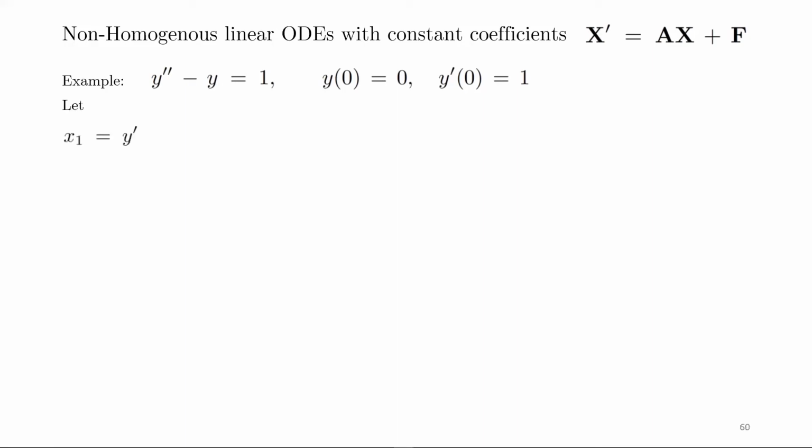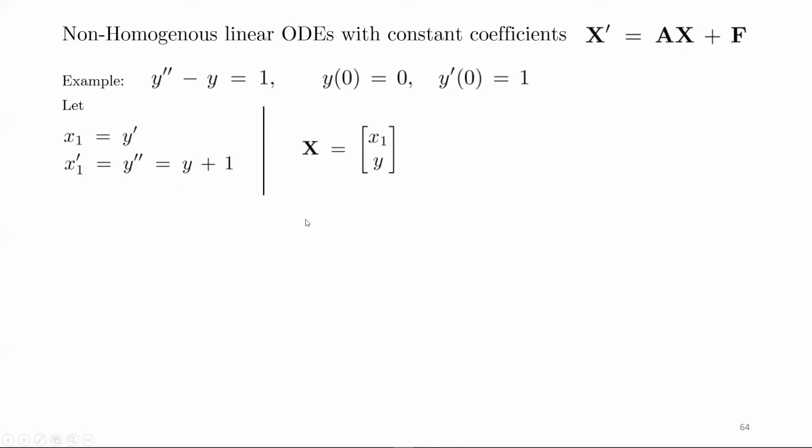What I'm going to do is let x1 equal y prime, and therefore x1 prime, if I take the derivative of this equation, x1 prime is equal to y double prime. But from the definition of the ODE, y double prime is equal to 1 plus y. So x1 prime is equal to 1 plus y. Well, that's where that comes from. So my vector of dependent variables is x1 and y.